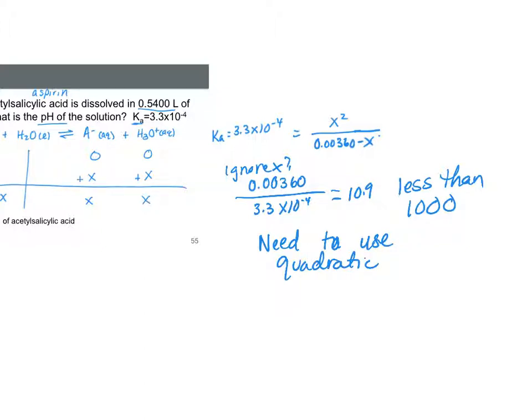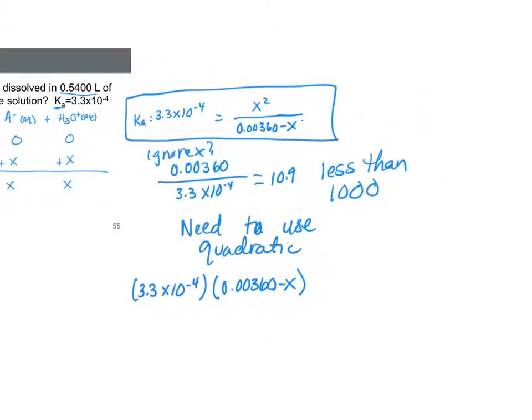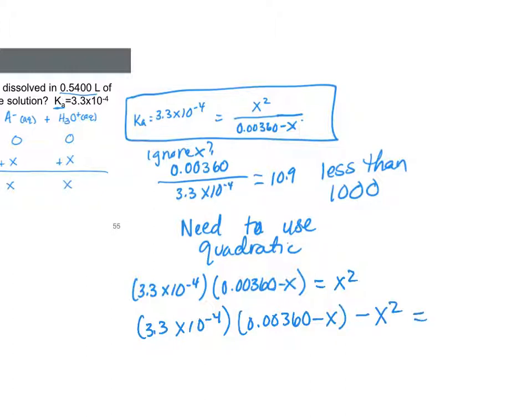Let's take this equation here and highlight that. Let's multiply our denominator by the Ka. So we'll have 3.3 times 10 to the minus 4 times 0.00360 minus X, set that equal to X squared, subtract X squared from each side: 3.3 times 10 to the minus 4 times 0.00360 minus X, minus X squared equals 0.